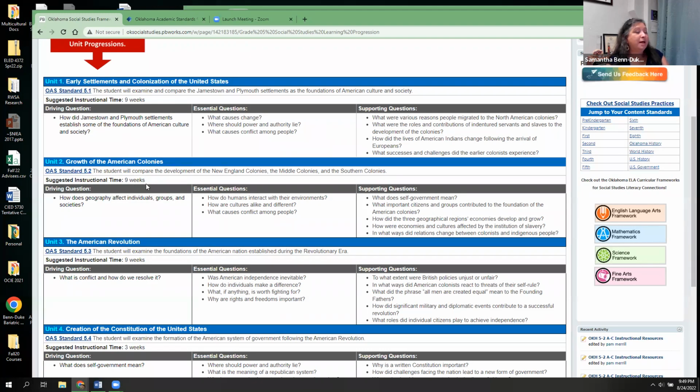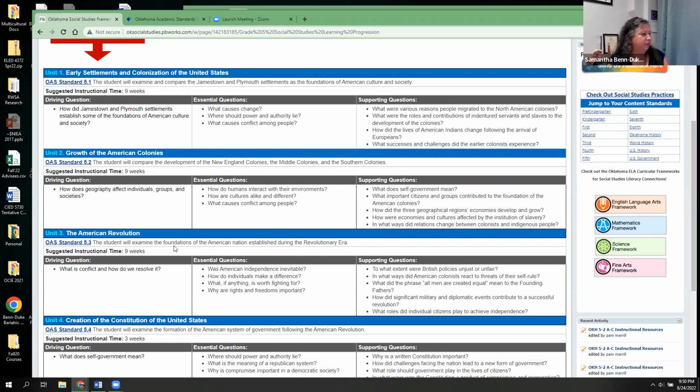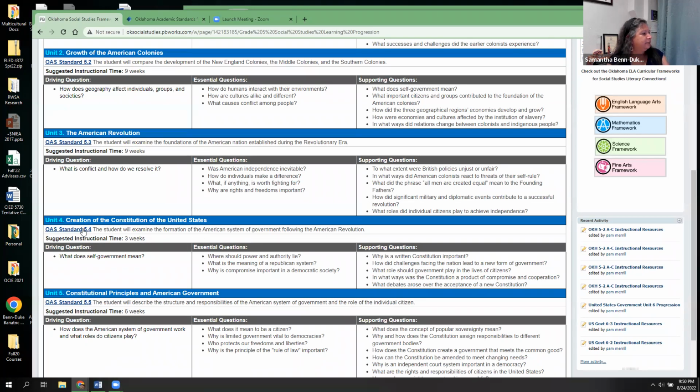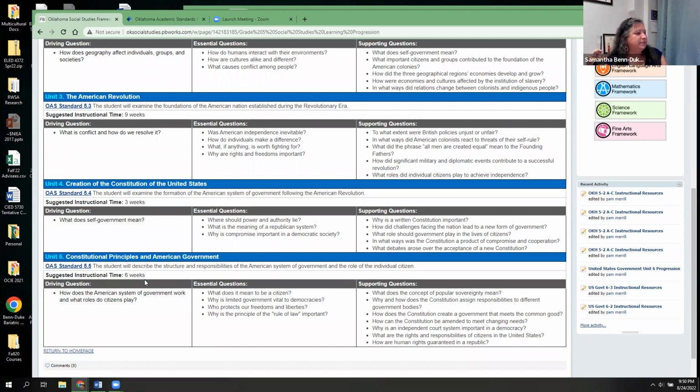growth of the American colonies? 9 weeks. And so here are essential questions and then supporting questions that lead into the essential questions, which then feed into the driving questions. So where we looked at the substandards, where I said that they were much too big to really be the actual objectives, that's what this is referring to, because they need to be broken down into much more specific pieces for that. And here we see that the Constitution takes 3 weeks, constitutional principles and government takes 6 weeks.